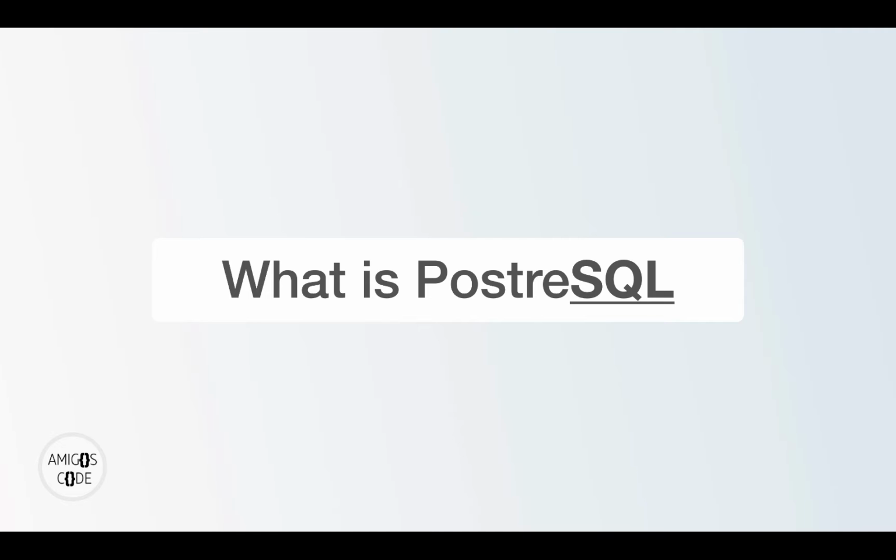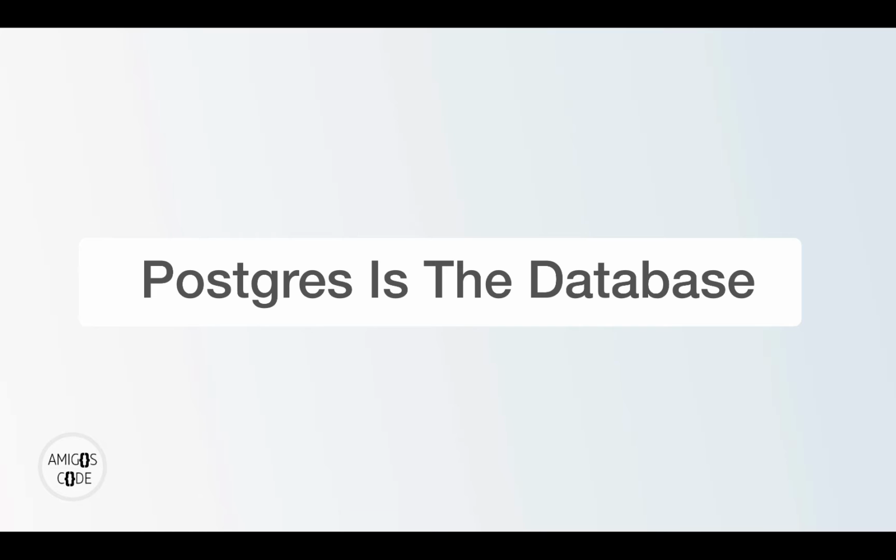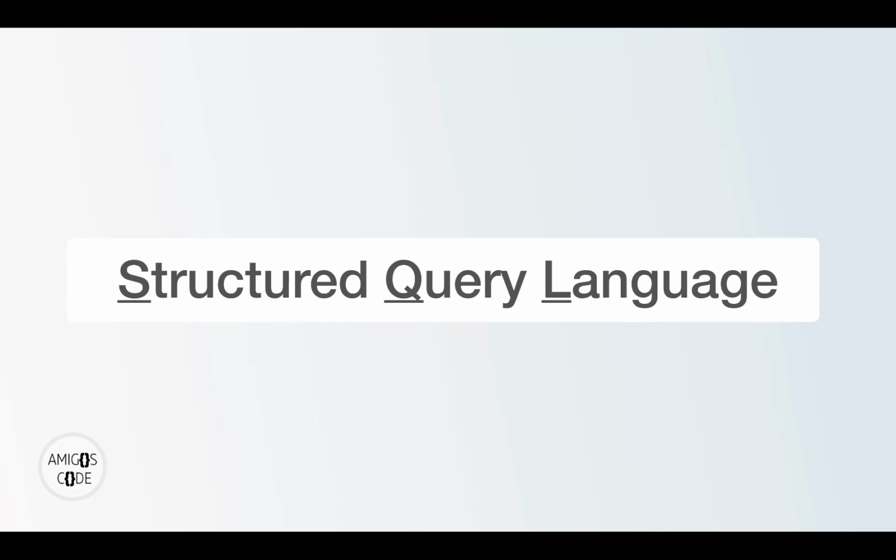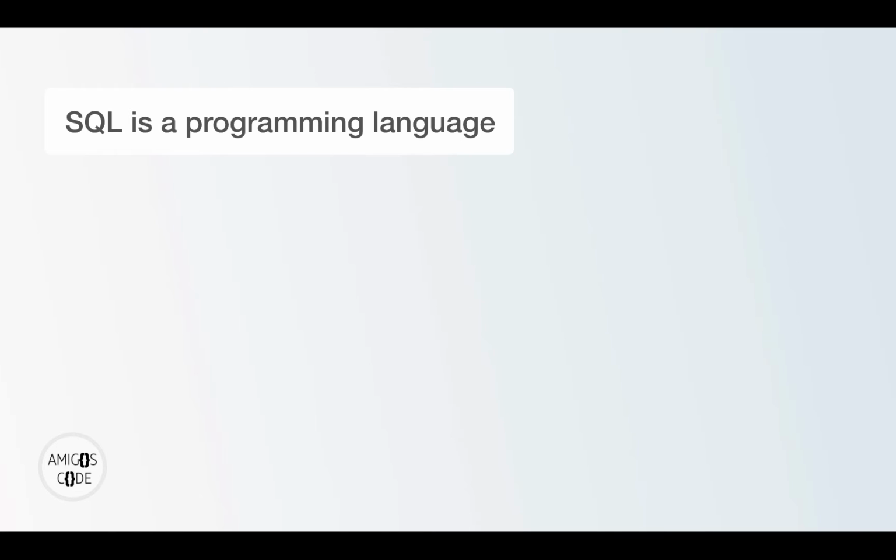Let's go ahead and learn exactly what PostgreSQL means. So Postgres is the actual database engine, and then SQL is the actual structured query language. So this structured query language allows us to work with databases, so basically interact with it. So SQL is a programming language that allows us to have commands like this.